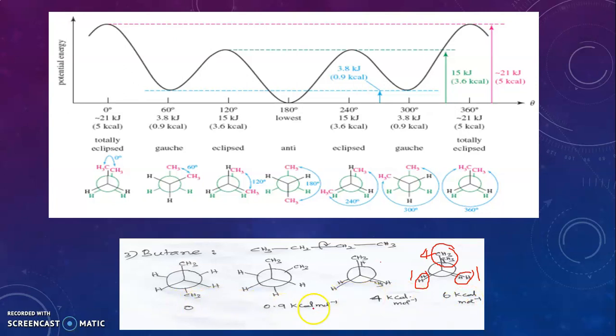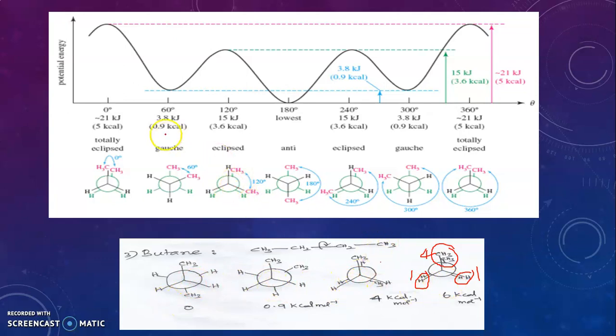Now if you observe the values, for the anti-conformer the potential energy is assumed to be 0. With respect to the anti-conformer, the other conformers have higher energy. So the Gauss conformation has 0.9 kilocalorie per mole potential energy greater compared to staggered, the partially eclipsed is 4 kilocalorie per mole greater compared to staggered, and the fully eclipsed is 6 kilocalorie per mole.